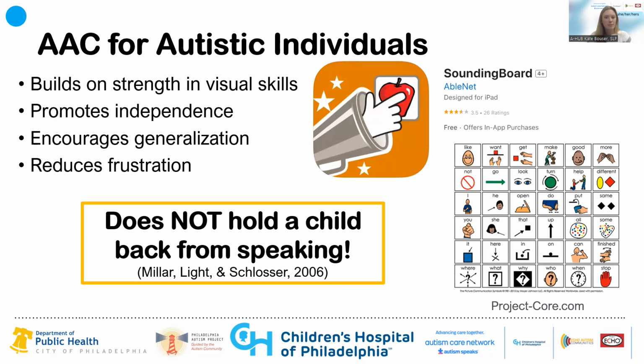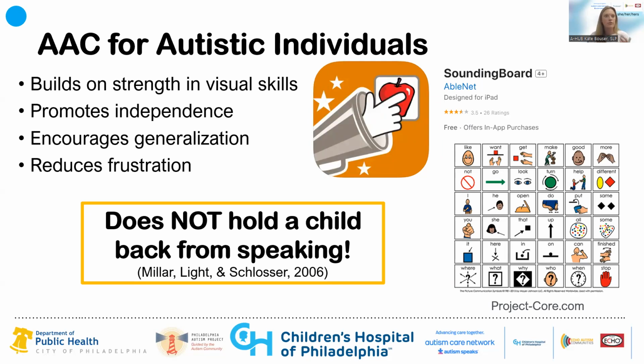And in fact, for some kids, the opposite can actually be true. So for some kids, it actually supports speech development. So it can serve as kind of a bridge into spoken language, assist with that vocabulary growth, and most importantly, just give a child a way to communicate, eliminate frustration, a way for them to tell us what they want and need right now.